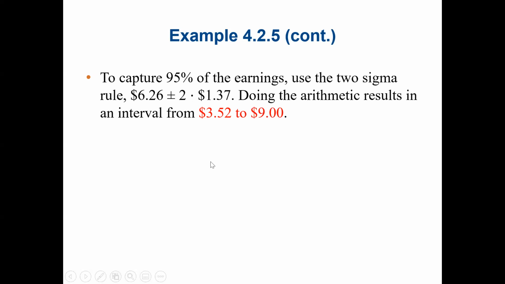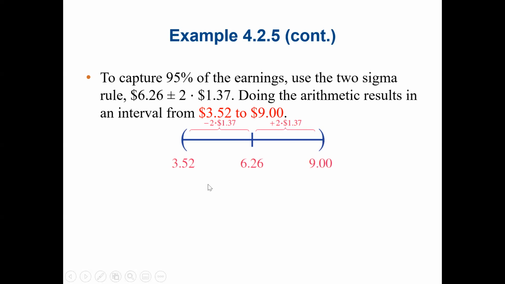So that will give us, when we check the interval here, -2 times 1.37 from the mean, and positive 2 times 1.37, which means adding to the mean. That will give us the interval of 3.52 and 9.0 because it's two standard deviations, 95%. So it will be 2 times 1.37 from 6.26.